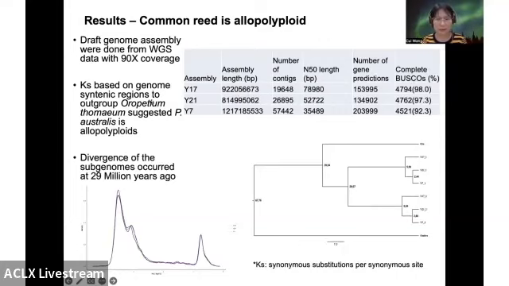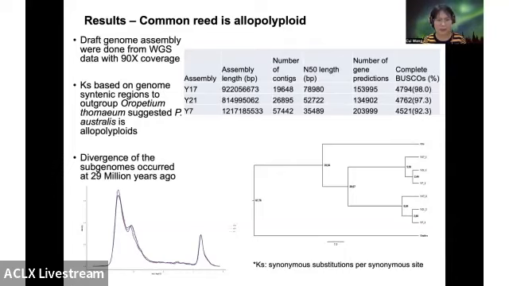To understand the evolution of the genome, we performed Ks analysis by aligning the genome assemblies to an outgroup species, Oropetium thomaeum. And then we found that for all these three genomes, there are 2 peaks. This suggests that Phragmites has 2 subgenomes, so it should be an allopolyploid.